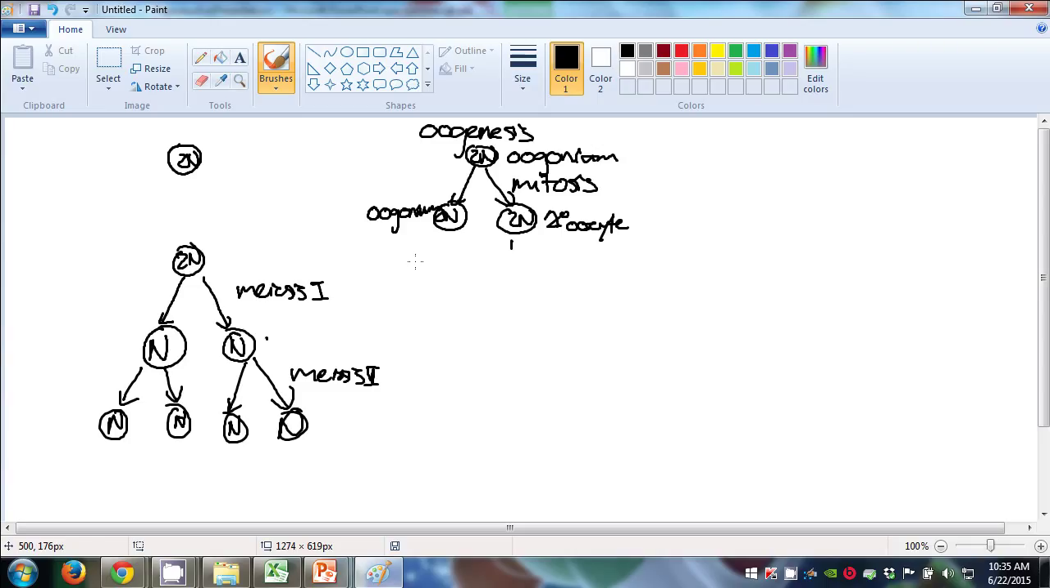Because if it was a primary oocyte, then there would be no more oogoniums at the end to produce more primary oocytes. Does that make sense? And then the primary oocyte undergoes meiosis. Yes, correct. So here we undergo meiosis 1. You can think of this as still going in mitosis for the oogonium, forming, once again, another oogonium and a primary oocyte.